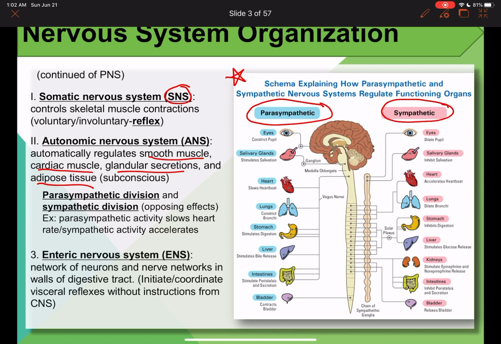Okay, and I'll talk about these two divisions more in detail when we get to chapter 15. And lastly, we have the enteric nervous system, which is pretty much just a network of neurons and nerve networks that sort of resides in the walls of digestive tract mainly. Okay, so therefore initiating and coordinating visceral reflexes. Remember, visceral means those organs, internal organs, especially those in the GI tract. And usually why we have a separate division for this control for the GI tract is because they can work on its own without instructions from the CNS.